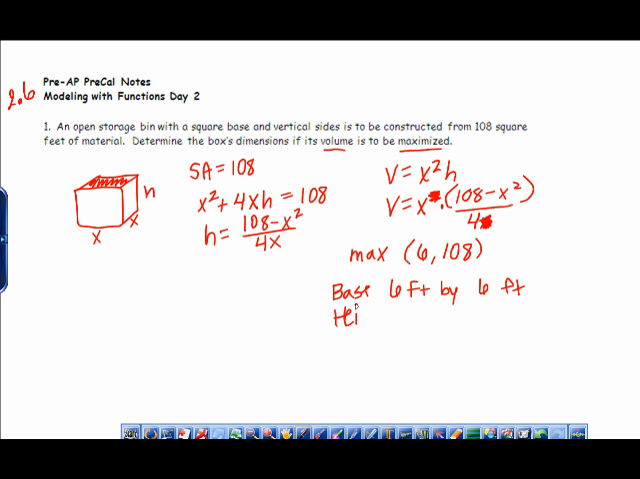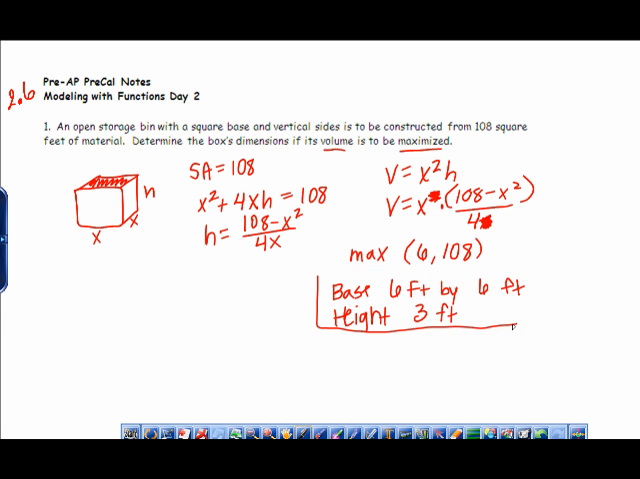Now, it doesn't really ask us to list what the surface area is. It just wants the box's dimensions. So we do need to find height here. You could either use the fact that the volume is 108 or the surface area is 108, or it might be even easier just to plug in your 6 right here. I'm not going to show this calculation, but when you do that, you get 3.